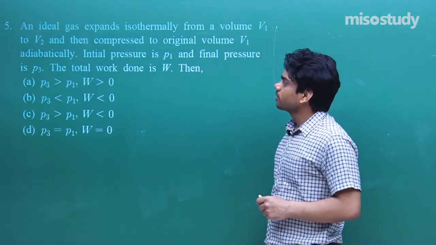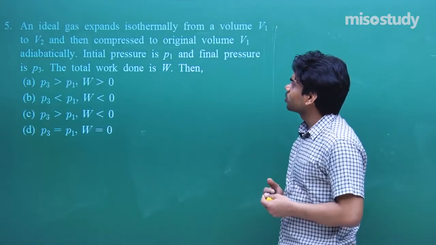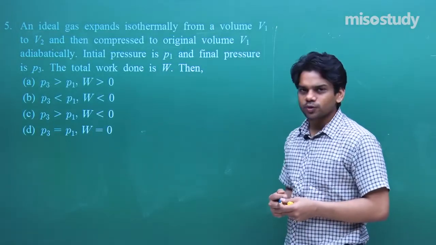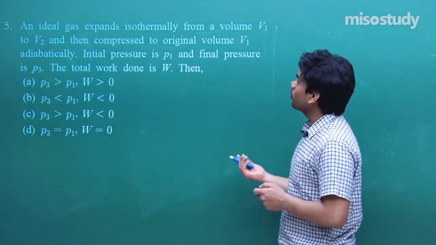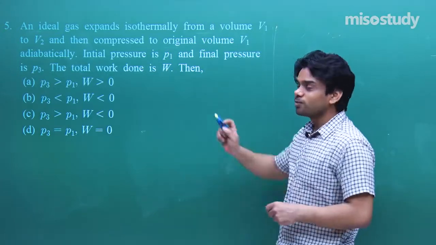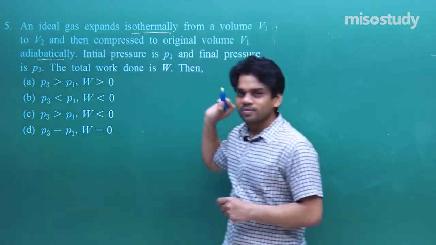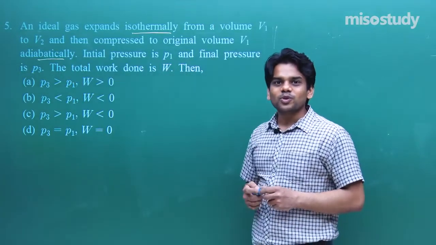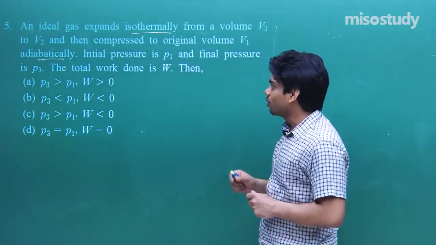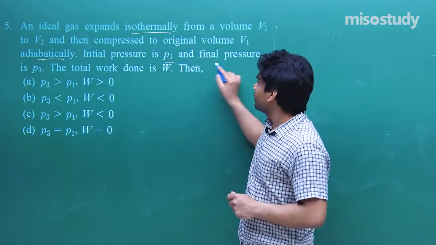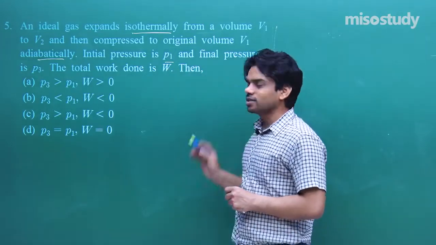Question number 5. An ideal gas expands isothermally from a volume V1 to V2 and then is compressed to the original volume V1 adiabatically. So the first step is isothermal, the second step is adiabatic. I believe that you must know about the slope in both the curves. I will just tell you how to find out. Initial pressure is P1 and final pressure is P3. The total work done is W.